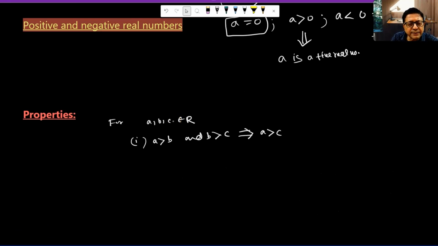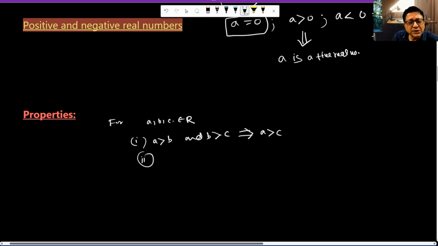For A, B, C belongs to R, A greater than B and B greater than C implies A greater than C. Transitive relation. 7 greater than 6, 6 greater than 2, this implies 7 is greater than 2. Number 2, A greater than B implies that A plus C greater than B plus C, C belongs to the set of real numbers.